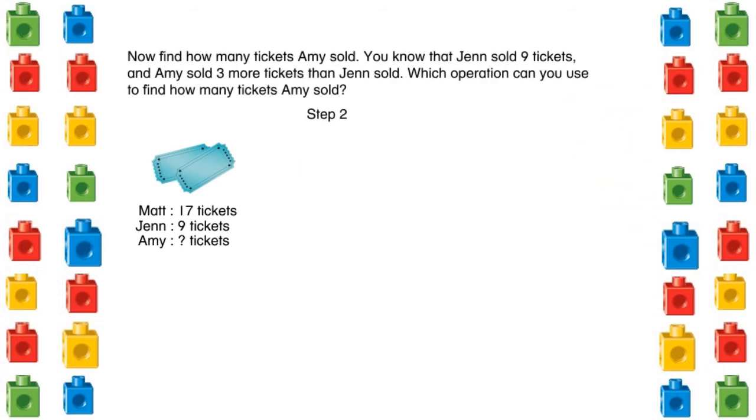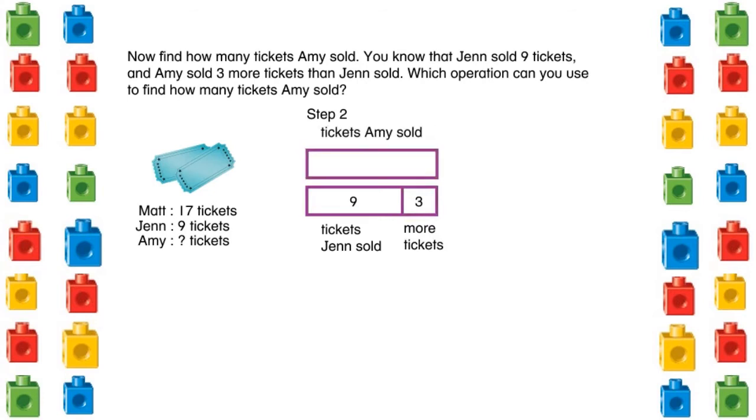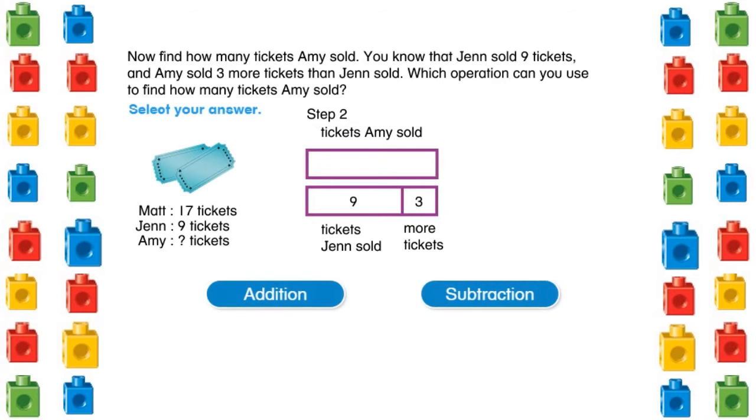Now find how many tickets Amy sold. You know that Jen sold 9 tickets, and Amy sold 3 more tickets than Jen sold. Which operation can you use to find how many tickets Amy sold? Select your answer.